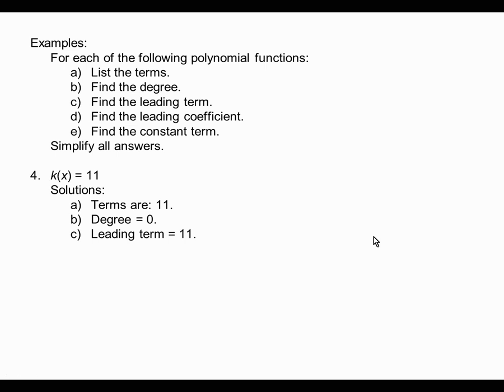Leading coefficient. When it's a constant term, the leading term and the leading coefficient are the same. So the leading coefficient is also 11. That always happens with a constant valued function. The constant term, it's also 11. It's the only thing we see, 11. So for constant valued functions, leading term, leading coefficient, constant term, and all the terms are the same.